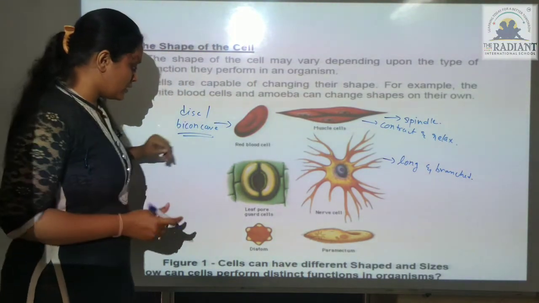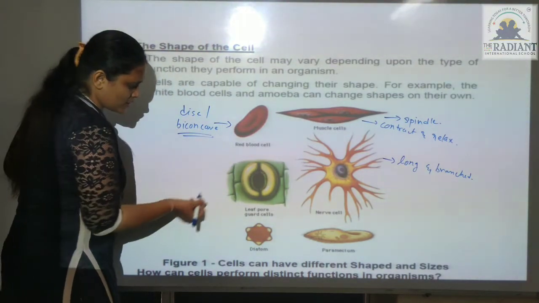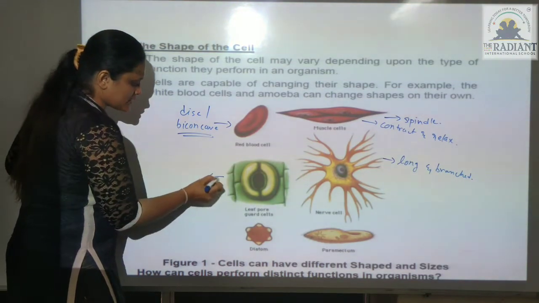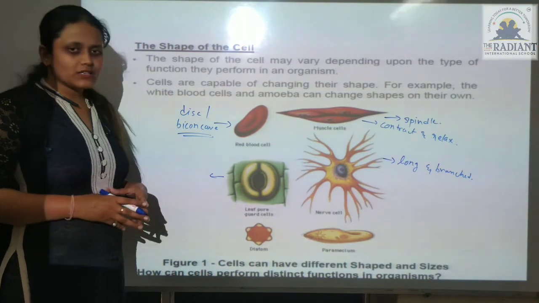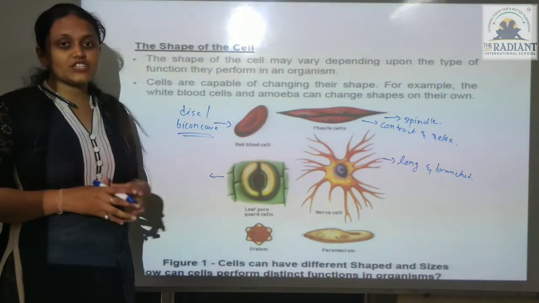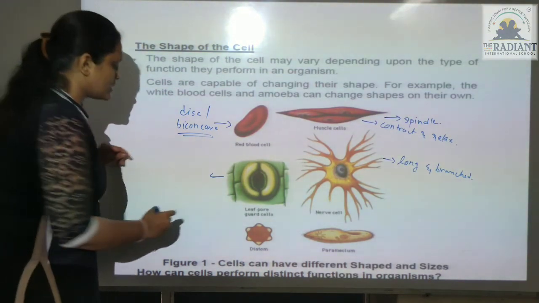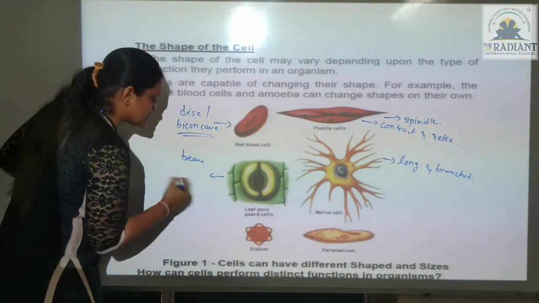Then one example is of stomata. Here we can see the guard cells, which are bean-shaped guard cells over here.